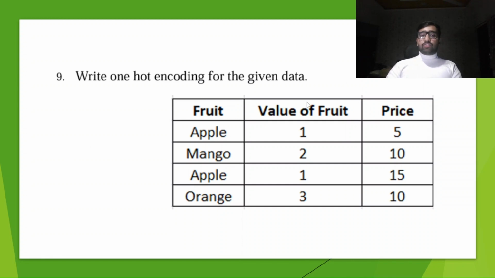Here we are given this data. The data consists of three columns, the first of which is fruit. The fruit column contains discrete values. Then there is the value of fruit, which contains a numerical value, and the price, which also contains a numerical value. Since the first column of fruit contains non-numeric discrete values, we are going to apply one-hot encoding to this column. Before that, let's first understand what one-hot encoding is.